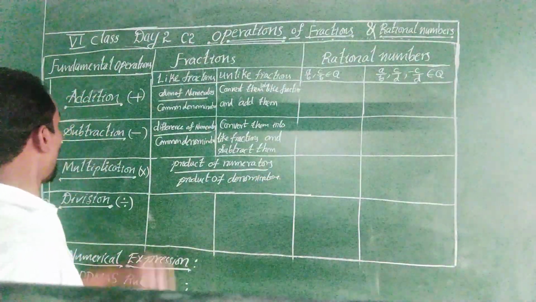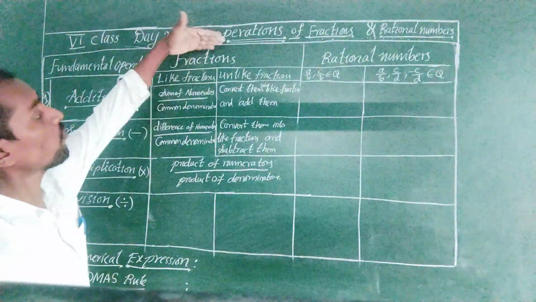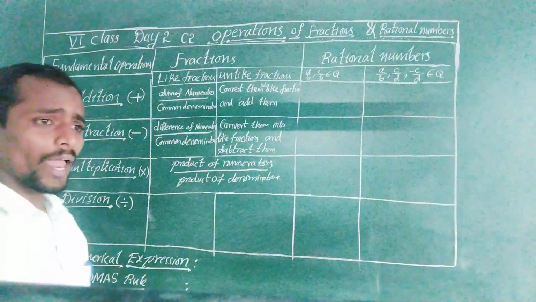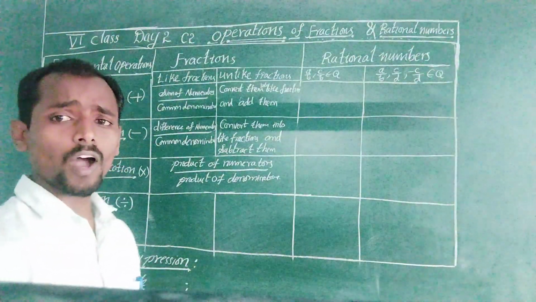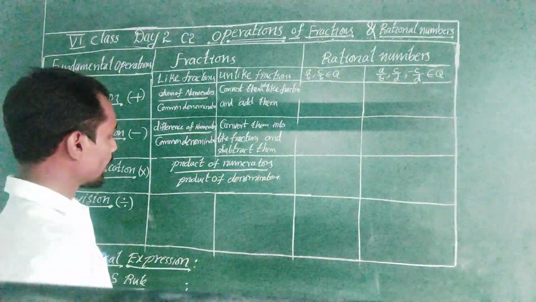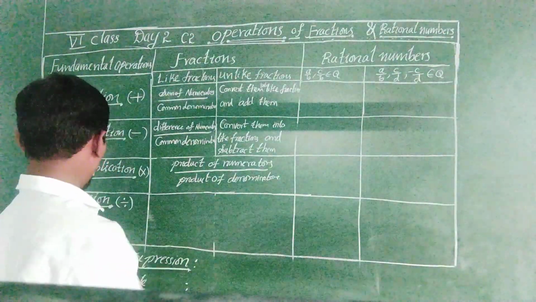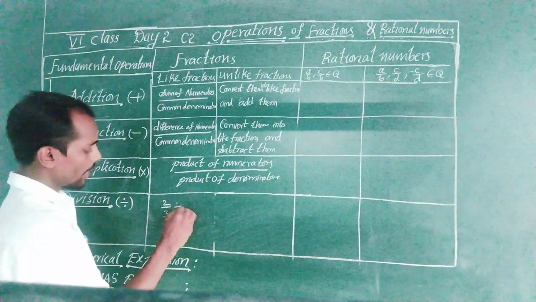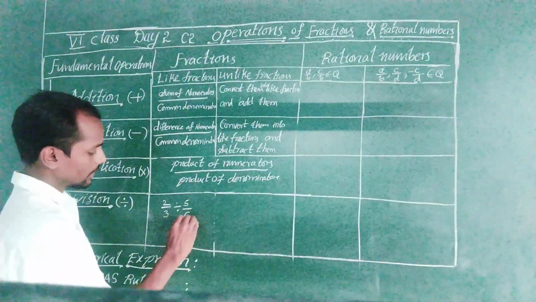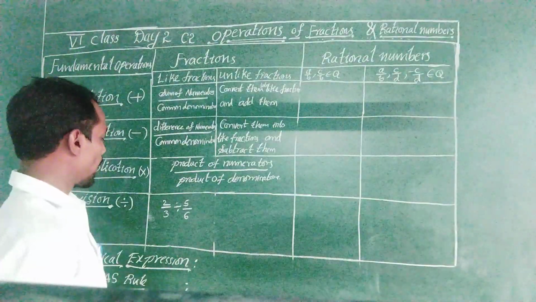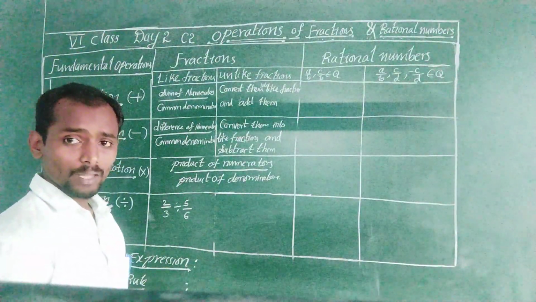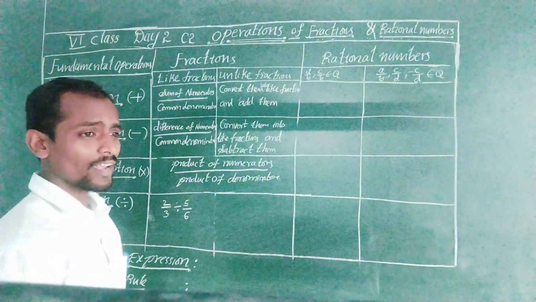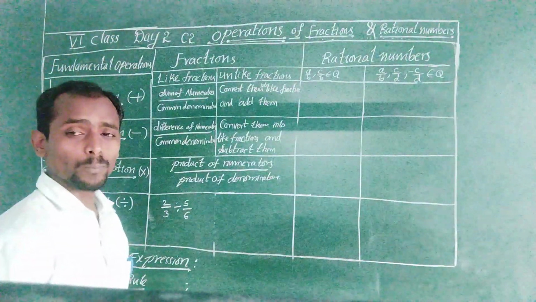So we have completed addition, subtraction, multiplication of fractions. Now we have only one operation, division. How to divide two like fractions or unlike fractions? You follow the same steps as multiplication. I am writing two fractions: 2 by 3 is divided by 5 by 6. Dividing 2 by 3 by 5 by 6 is nothing but you have to multiply the dividend by the reciprocal of the divisor. You have to learn here what the reciprocal is.